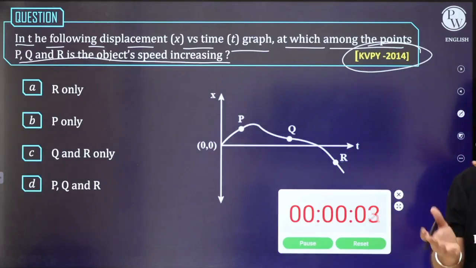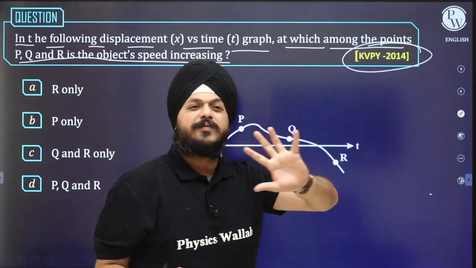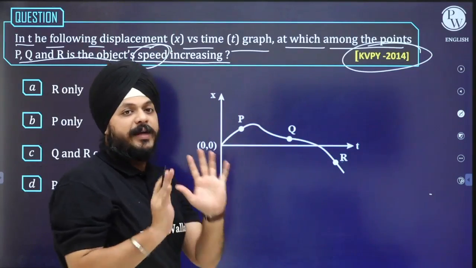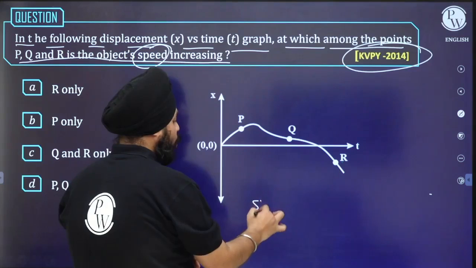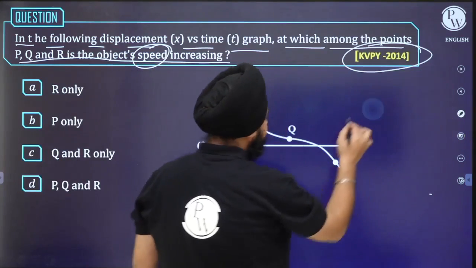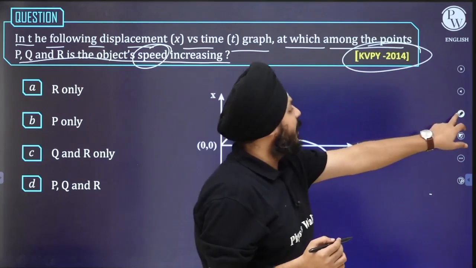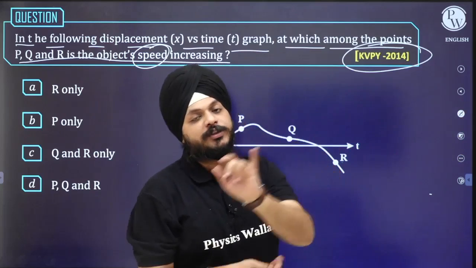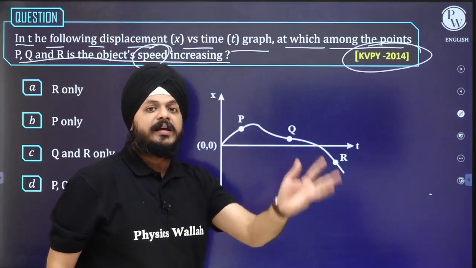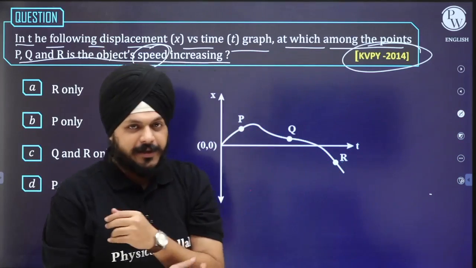Okay, very simple thing. We need to focus on the slope only. It's a very common statement. Slope of x versus t graph shows velocity, and the magnitude of the velocity shows speed. Either it can be less than or equal, but we can predict it.